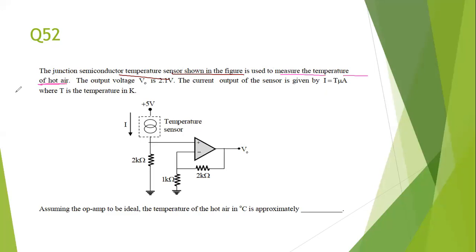What is it doing? What is it measuring? Temperature of hot air. The output voltage V0 is 2.1 volts. So you have to give an output voltage V0 equal to 2.1 volt.